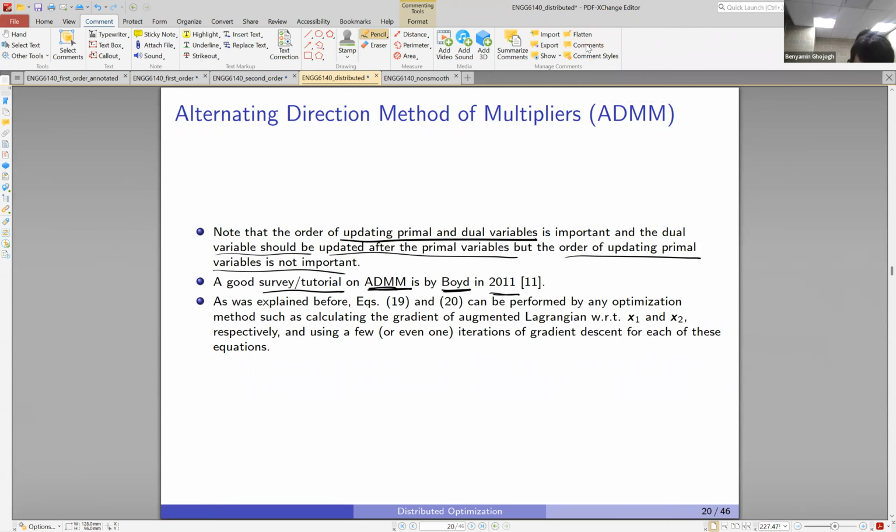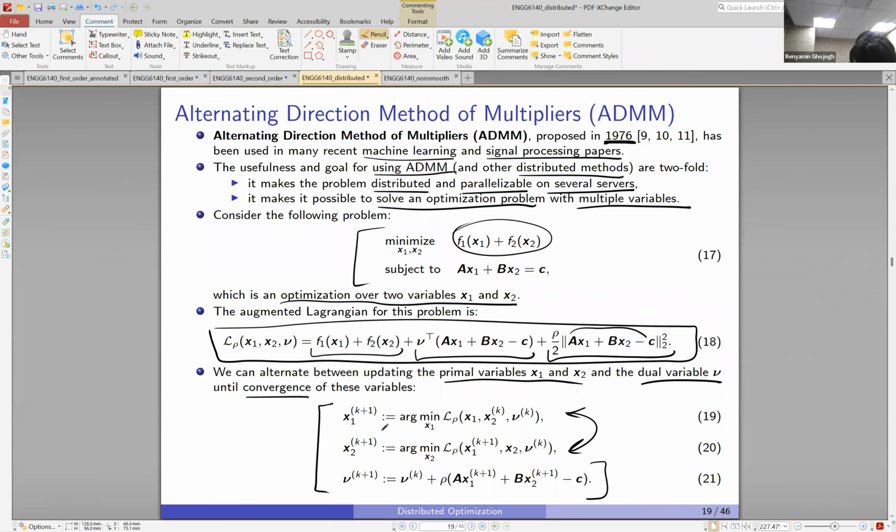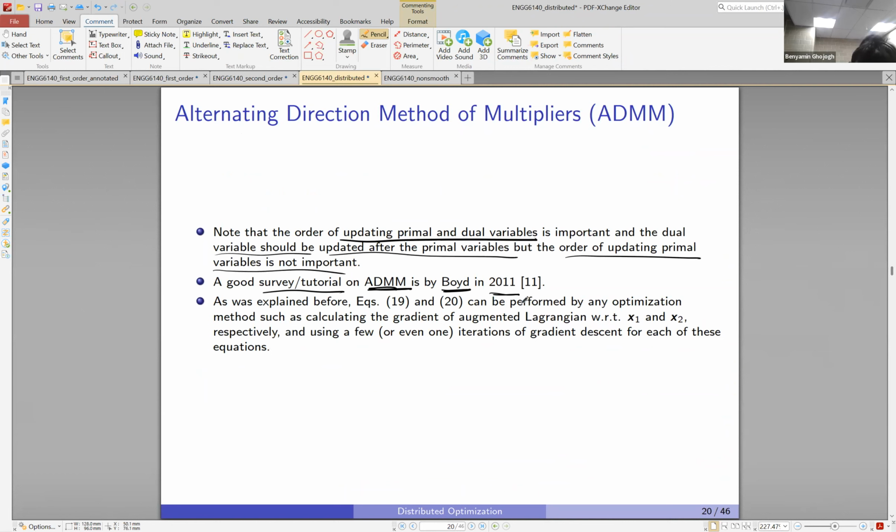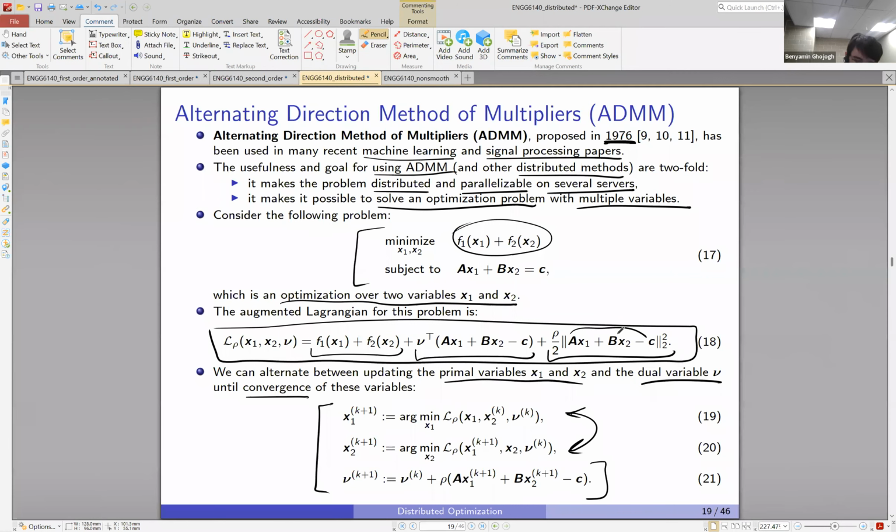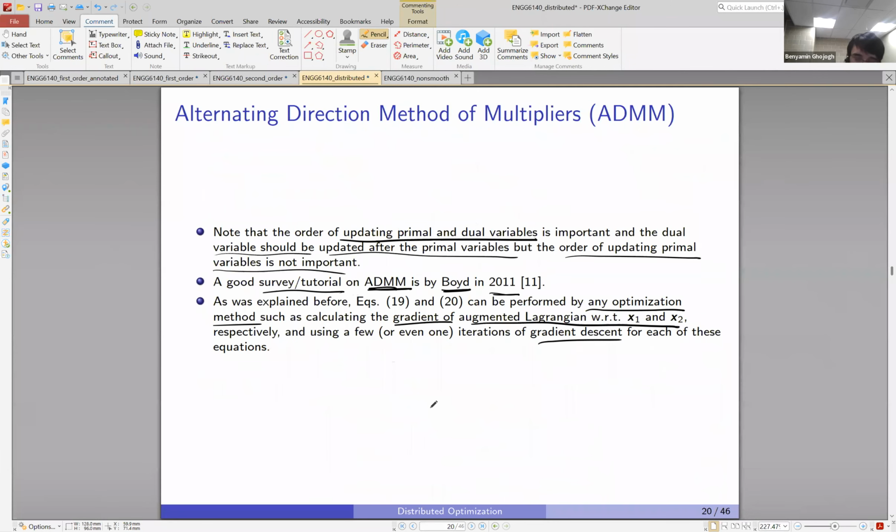Now, equations 19 and 20, I mean these two, can be performed by any optimization method, such as calculating the gradient of the augmented Lagrangian with respect to x1 and x2 respectively, and using a few iterations of gradient descent, for example, because these are argmin and unconstrained. In theory, you need to do it until convergence, but usually several iterations are enough for each of them.